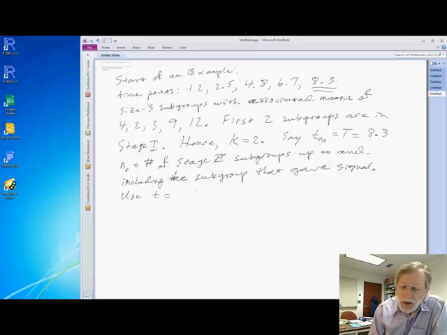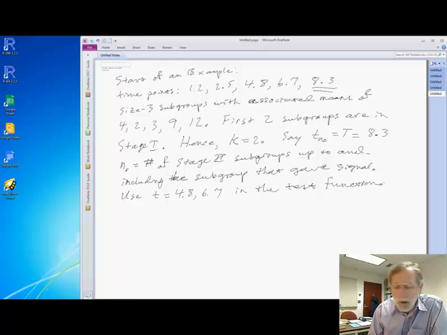Use t equaling 4.8, 6.7 in the test function. So a lecture question is, what is the value of the test function at the time point 4.8 and at the time point 6.7? And then what do you conclude as your estimate of t shift for this example?